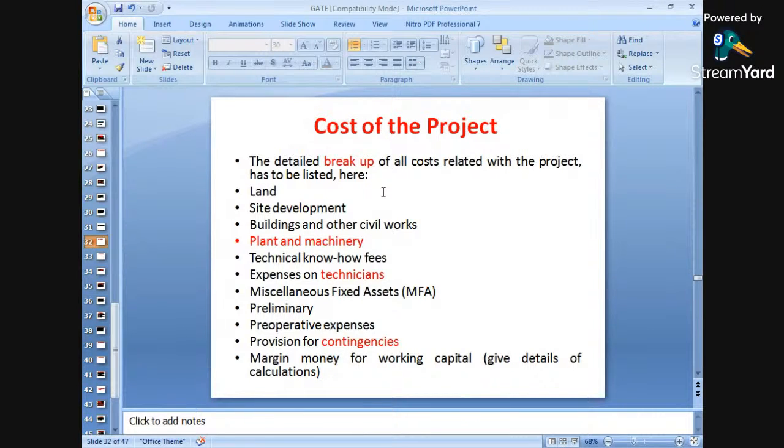Number one is the cost of land. The land cost will be there. Site development cost will be there. Building is another. Civil works to be carried out, plants and machinery, heavy equipment to be installed at the site, various plants to be installed at the site. So this will be considered as the cost required for installation of plants and machinery. Then technical know-how fees, expenses on technicians or technical staff to be maintained, preliminary expenses will be required, pre-operational expenses will be required, contingencies or unforeseen expenses will be required, some extra unforeseen expenses while carrying out a particular process or a project.